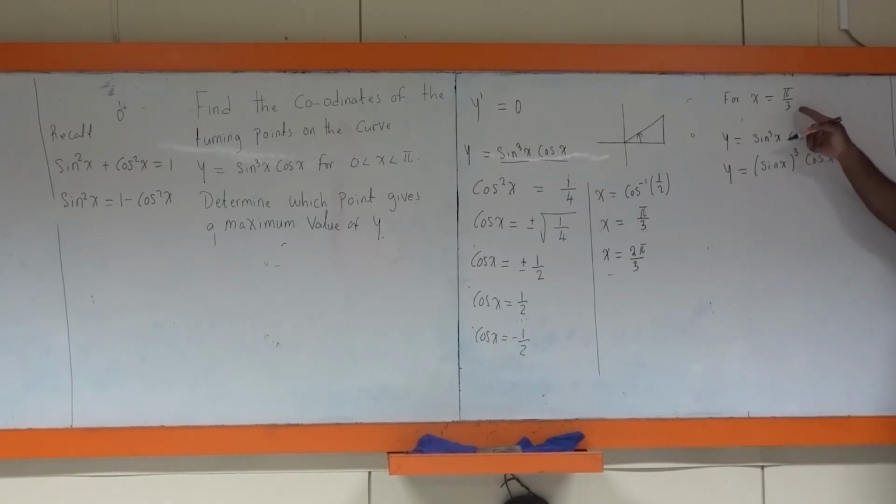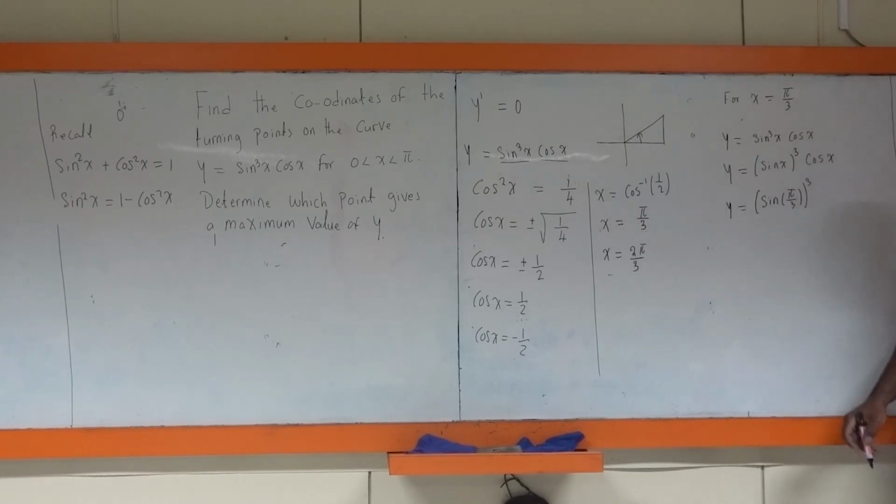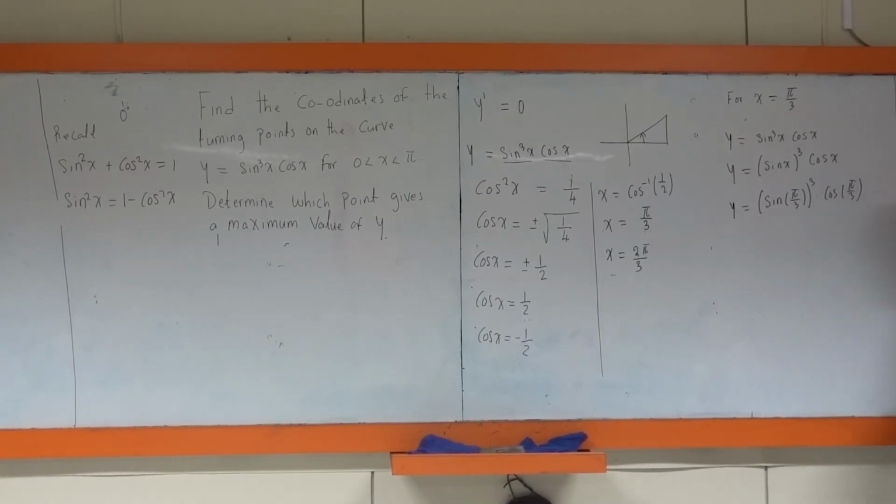Now we know we want to find y for x equals pi over 3. So y should be equal to sine of pi over 3, all of this to the power of 3, multiplied by cos of pi over 3. Now we know that pi over 3 should be 60 degrees, and 60 degrees is a special angle. And we know what sine of 60 degrees is. We know that should be root 3 over 2.